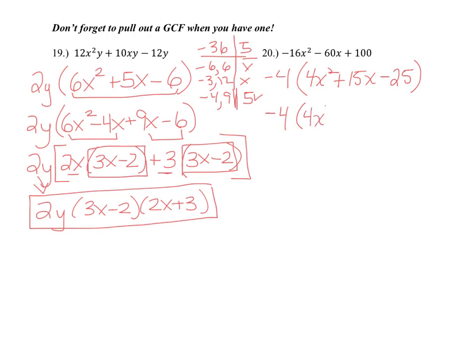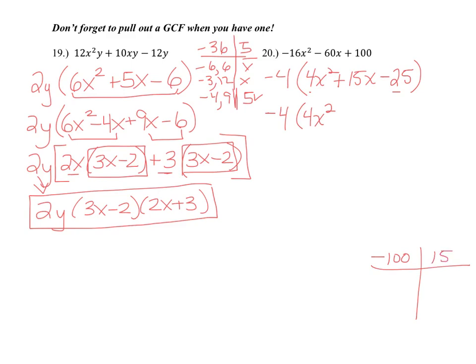I need to try to figure out what my middle terms are going to be, right? So I'm running out of room, so I'm going to do it down here in the corner. I want two things that multiply to give me -100, right? Because I'm looking for the product of 4 and -25. And then I want two things that add to give me 15.